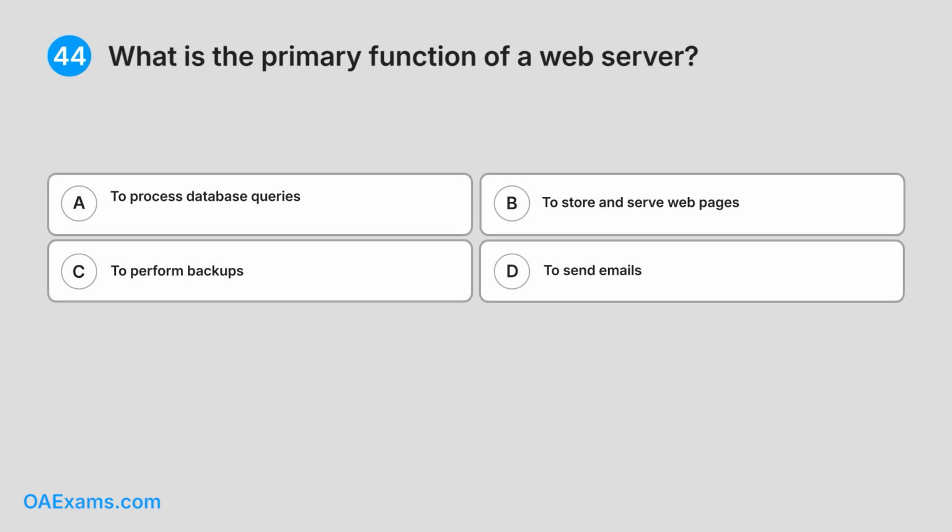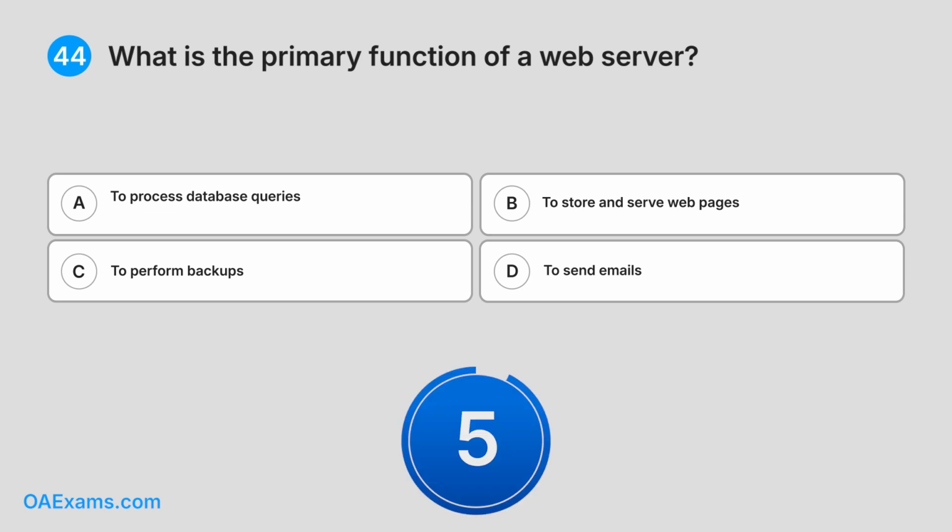44. What is the primary function of a web server? A. To process database queries. B. To store and serve web pages. C. To perform backups. D. To send emails. What do you think is the answer?